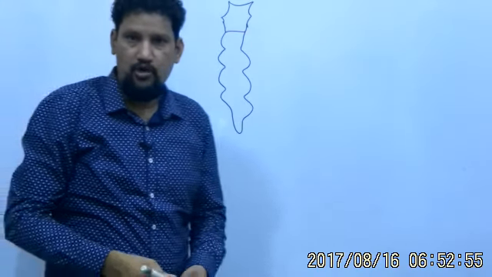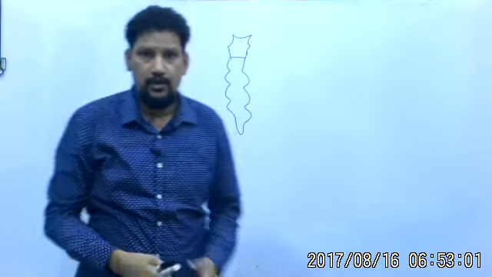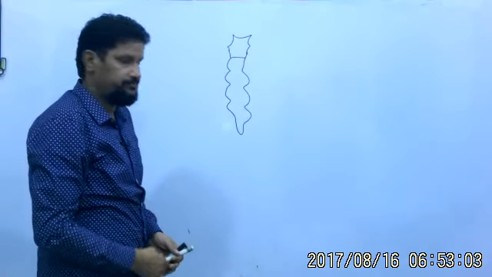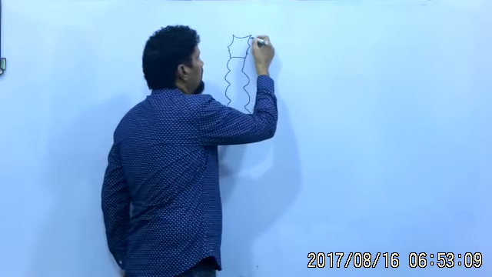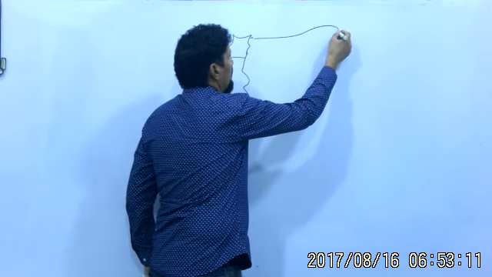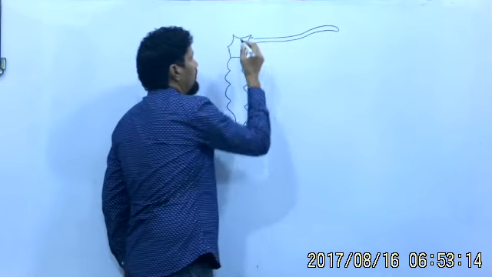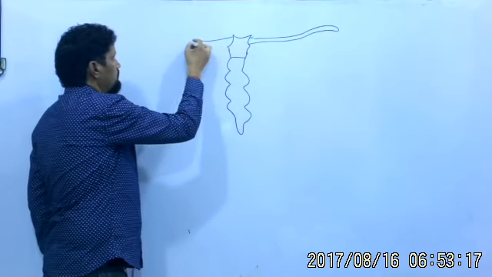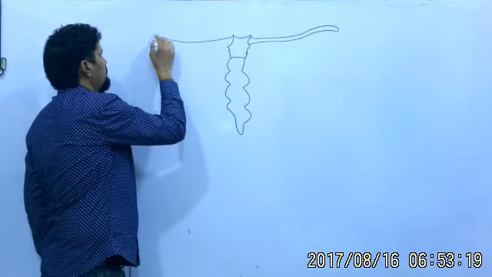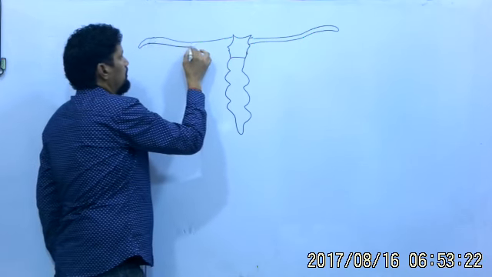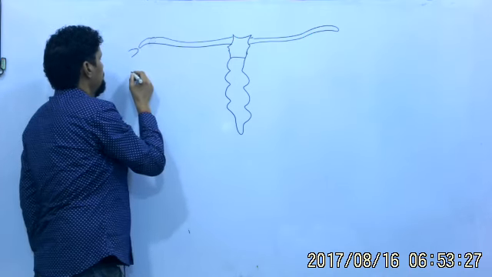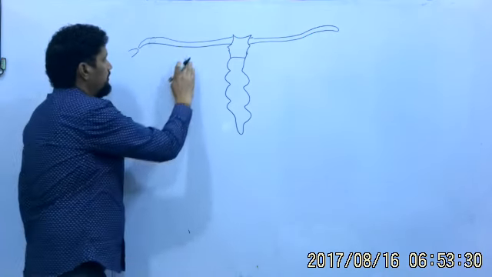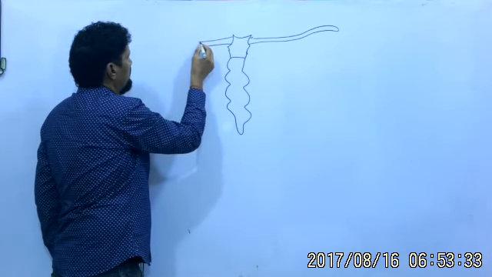this is the chest bone or the sternum. This bone is known as the sternum. These are two collarbones.